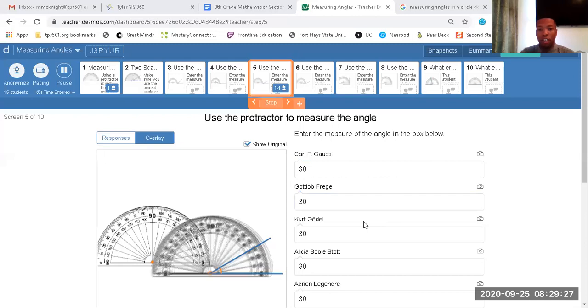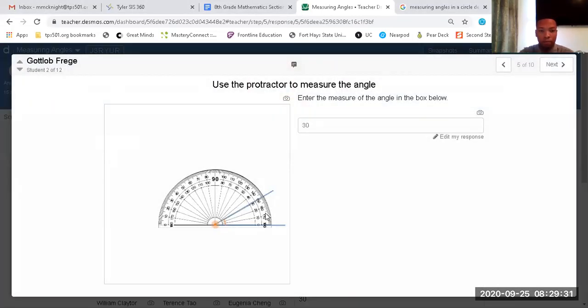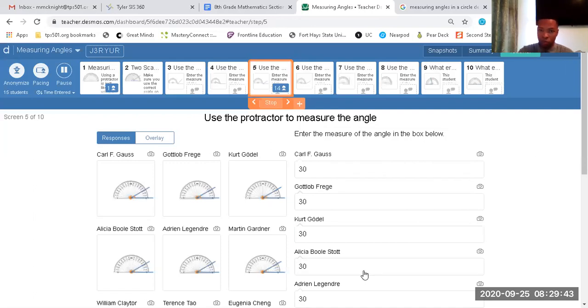I'm recording. So for this one, it is 30. So let me pull up one of them. And you put the point at the dot, and then you measure, because the bottom line is 0. And then that one is 30. Good. Let's do one more, and then we'll call it quits.